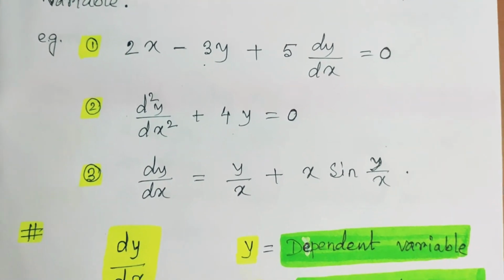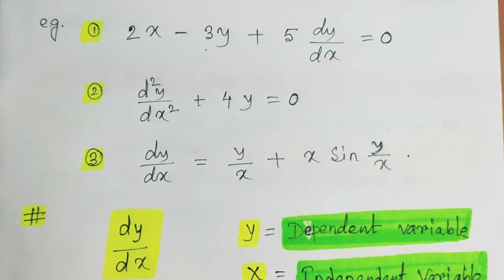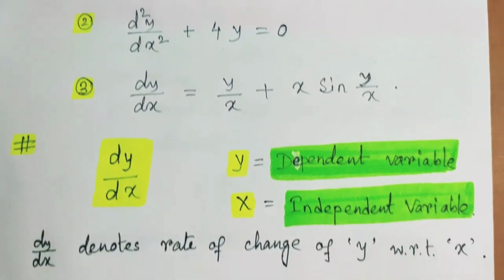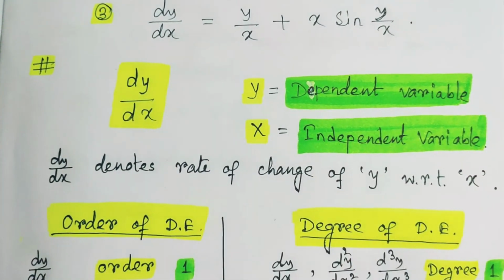Here two more examples are given for the better understanding. d square y by dx square plus 4y is equals to 0. This is another example of the differential equation. And one more is dy/dx is equals to y by x plus x into sine y by x. So at first we elaborately come to know about the dependent variable, independent variable, rate of change, and after that the main topics of the differential equation.